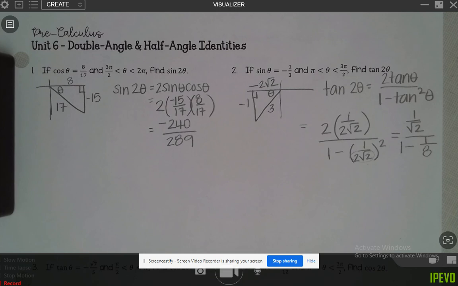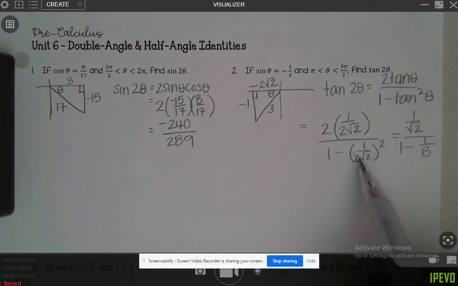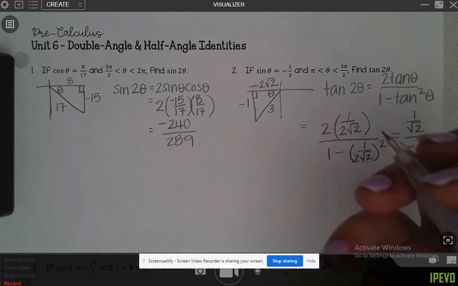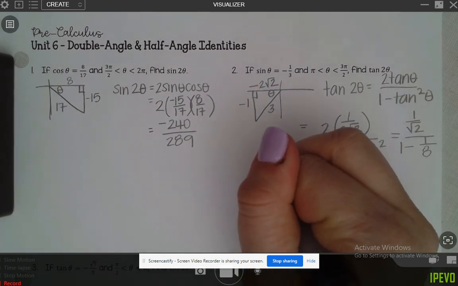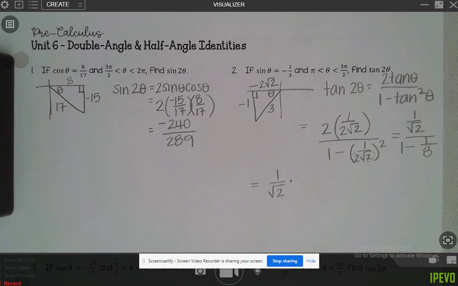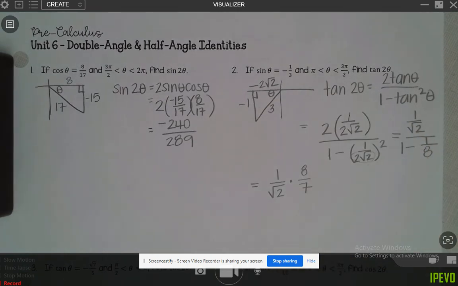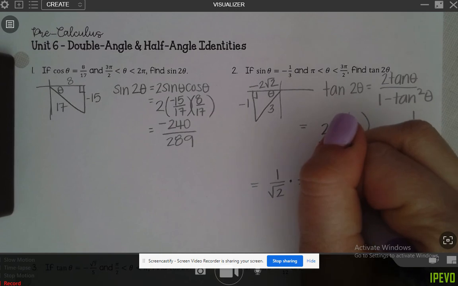You have to square everything in the denominator. So 2 squared is 4. Radical 2 squared is 2. 4 times 2 is 8. Okay, so this now simplifies to 1 over radical 2 times... Now, I'm dividing fractions, yes? So I have to multiply by the reciprocal. So this becomes 7/8. So everybody see how it becomes 7/8? So this I'm going to multiply by 8 over 7. Multiply across.